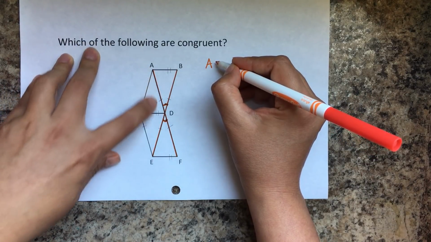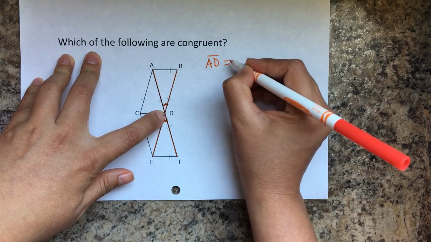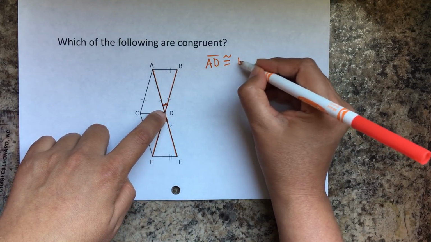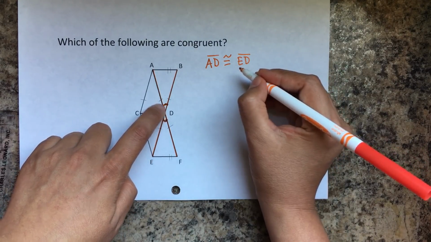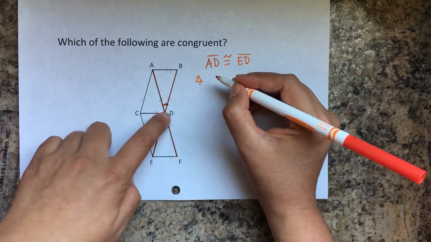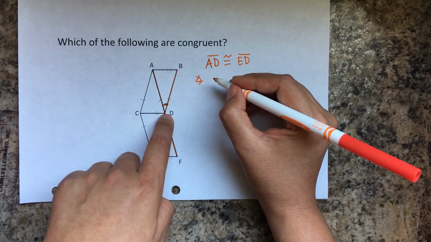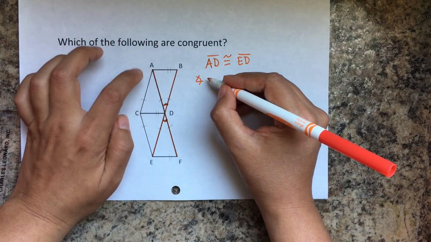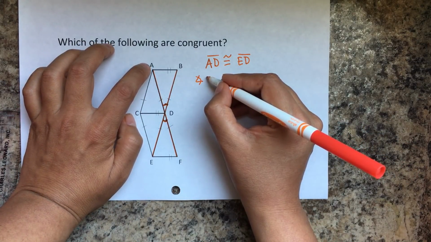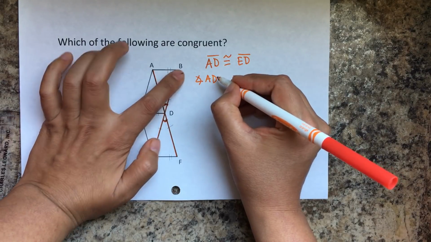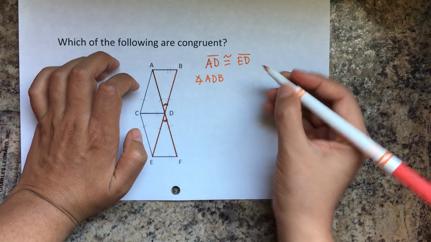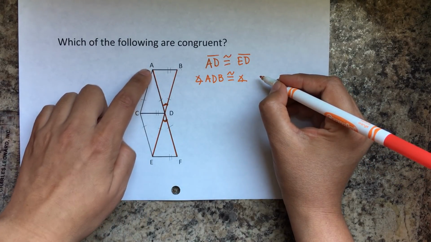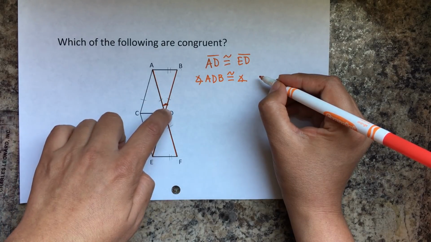So AD is congruent to ED. Angle, and here we cannot say angle D only, because this is angle D, this is angle D, this is angle D, and this is angle D. So we have to use three letters. So angle ADB is congruent to angle EDF.